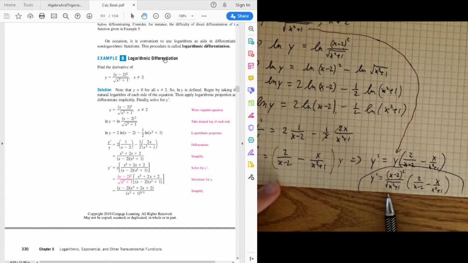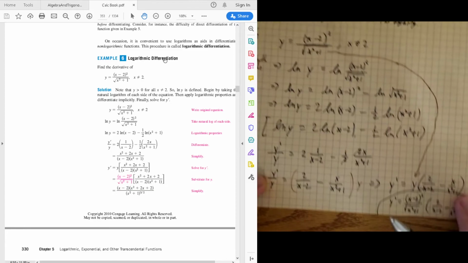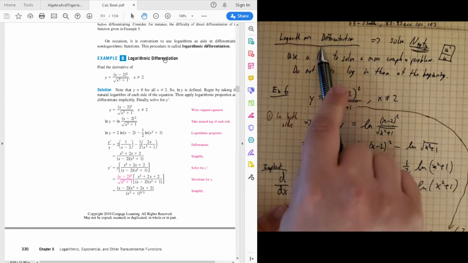Now, algebraically, you don't like running around with the radical down. There's all kinds of little things that you could improve on this problem. But this is perfectly acceptable. So, there we have it. This is just one way to take a unique derivative. It's referred to as logarithmic differentiation.